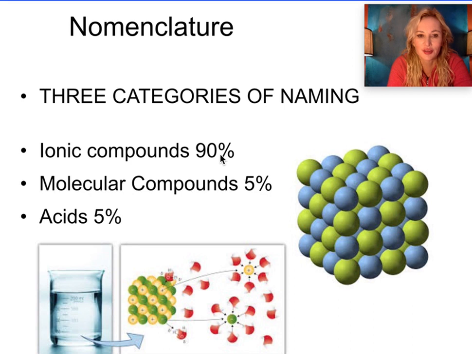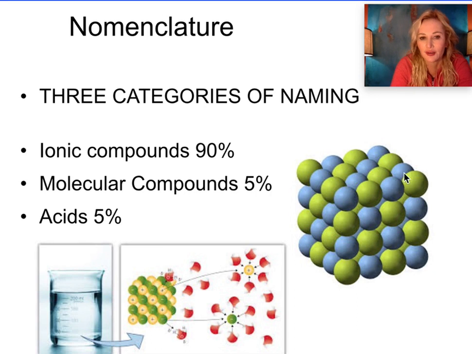Ionic compounds are 90% of what you're going to be naming, which means if you are cramming for a test, which hopefully you're not, but if you are, focus on ionic compounds. Molecular compounds are the easiest to name, so you can learn those next. Those are only 5% though of naturally existing compounds on this planet. And then acids are 5%. They are probably the most difficult to name.